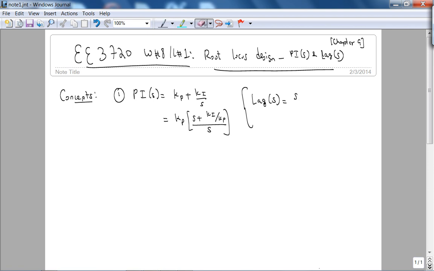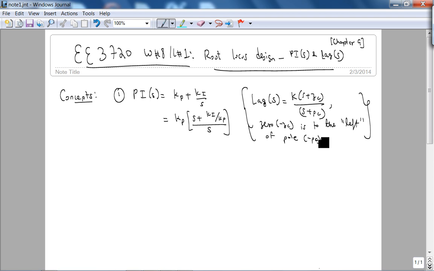The general form of the lag compensator is K times S plus ZC over S plus PC, where the zero, which is negative ZC, is to the left, on the complex plane, of the compensator pole, which is at minus PC. Again, just to be clear, technically this is the lag compensator. This is called the ideal PI compensator, and this is used to improve steady state error, or actually to eliminate steady state error, depending on the type of the system, of course.